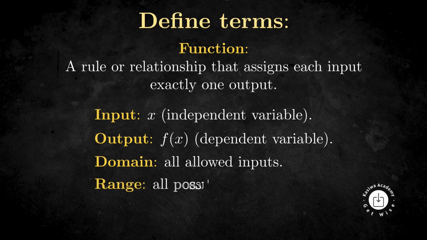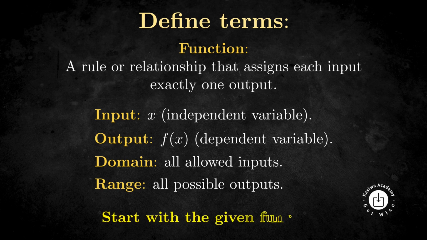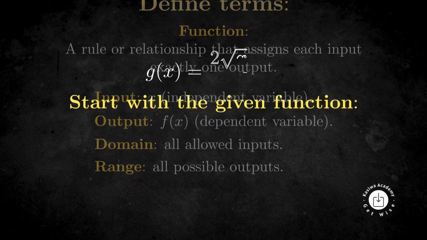The range represents all possible output values of the dependent variable y, which is represented as g of x in our problem. In other words, the domain tells us what values x can take, and the range tells us what values the function produces as output. Now that we have defined important terms, let's start with our given function.